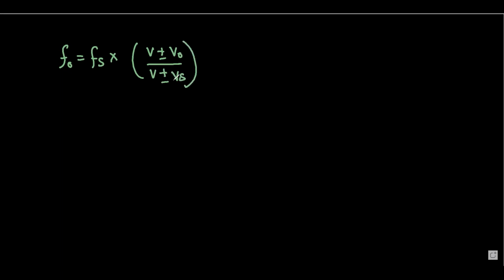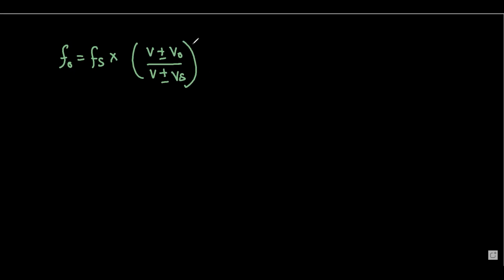So let's use our common sense right here. What would happen if you increase the denominator? If you increase the denominator, the entire ratio would decrease, right? So if the source is moving away, you would hear a lower frequency sound. So at that point, you're going to give a plus sign. And if the source is moving towards you, you're going to hear a louder noise. That means the frequency will increase. So you're going to give a negative sign right here.